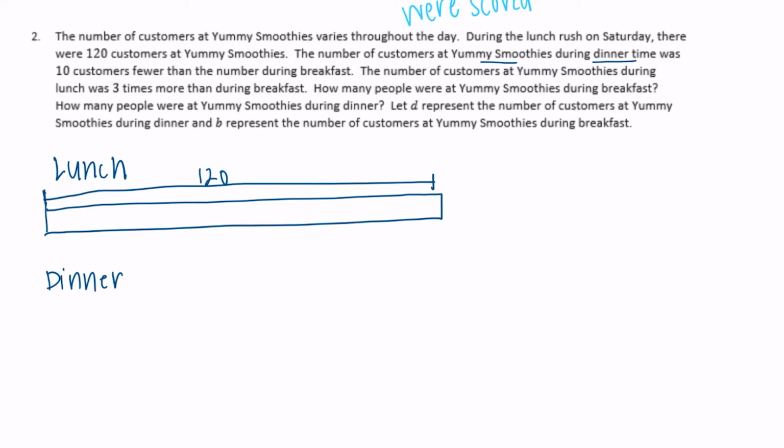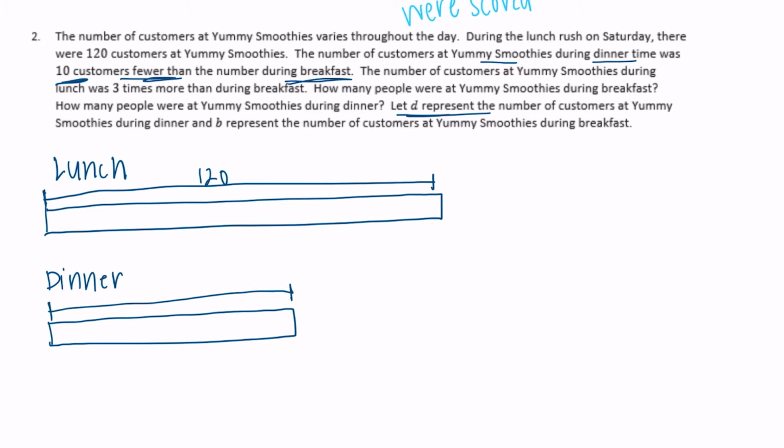And remember, they said that we need to let D represent the number of customers at Yummy Smoothies during dinner. So I'll make a tape diagram. So we know that dinner was 10 fewer than breakfast. So whatever, let's call this whole thing breakfast. So dinner, D is for dinner, plus 10 is equal to breakfast.